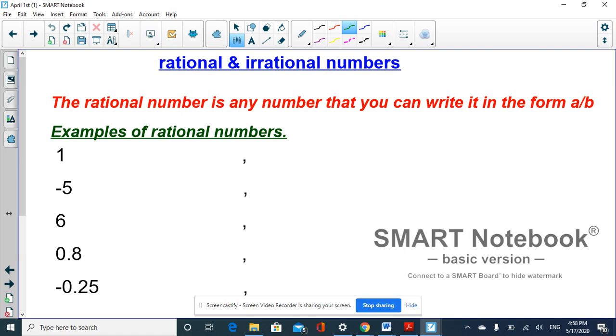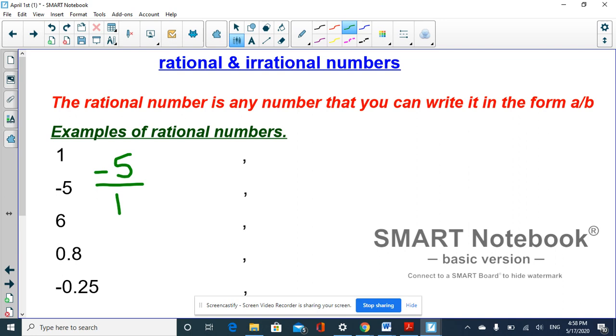The first number is 1. This is a rational number because you can write it as 1 over 1. 1 over 1, or 1 divided by 1, is the same as 1. 2 over 2 is 1. 5 over 5 is 1. So 1 is a rational number. Okay? Negative 5. Also we can put it as negative 5 over 1. Negative 5 divided by 1 is negative 5. So this is a rational number.